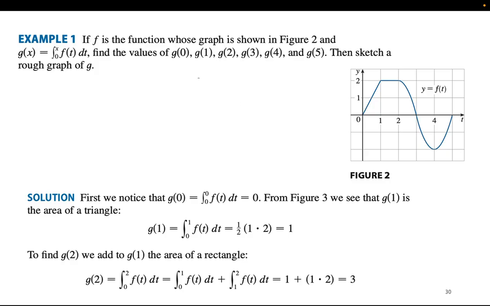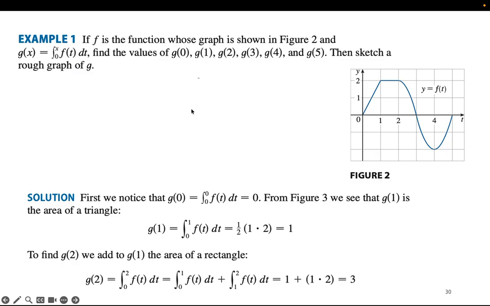And so again, this is just areas. This function is made so that it's simple in the sense that we can find areas on the curve fairly easily. So for example, g of 0 is the integral from 0 to 0, if x is 0. The integral from 0 to 0 is the area of a point, which is 0.